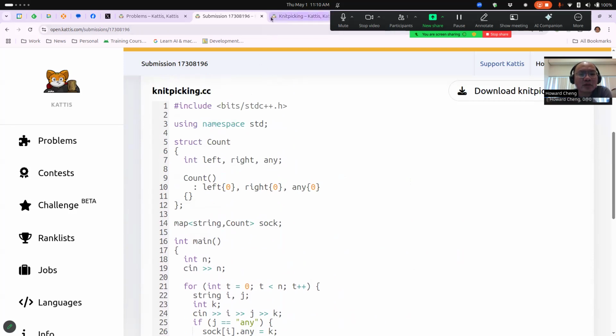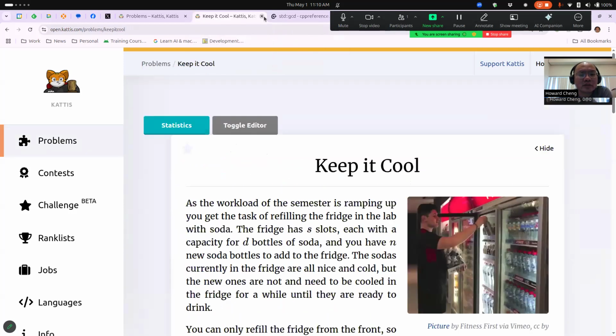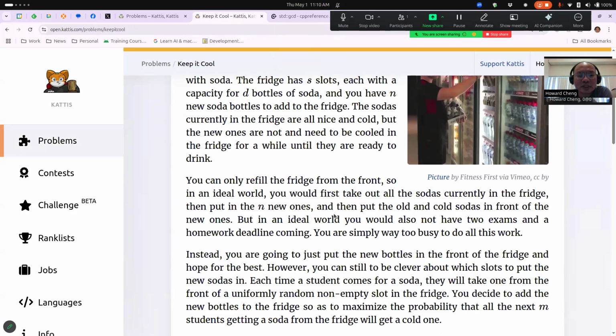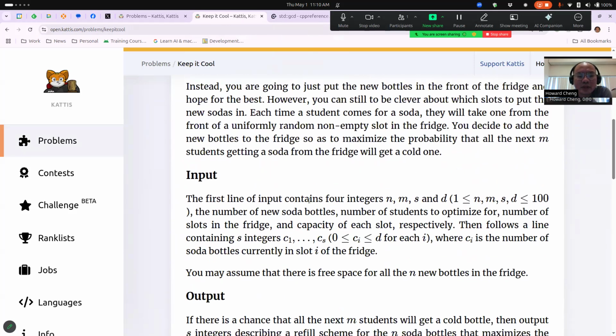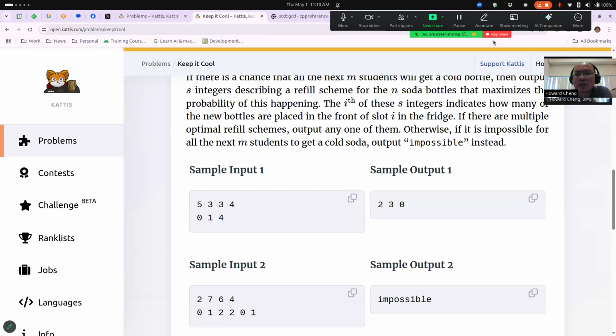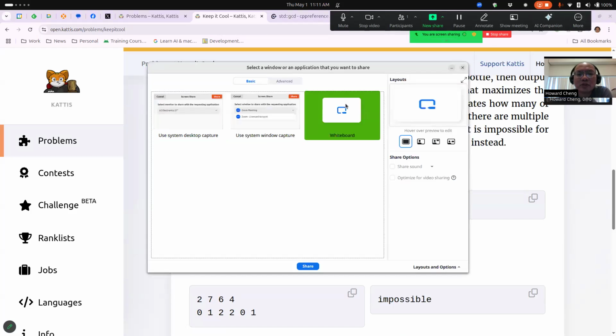And the last problem I want to talk about, I'm not even going to show you the code. This is a slightly more advanced problem. I assume you read it, so I'm just going to go to the whiteboard.